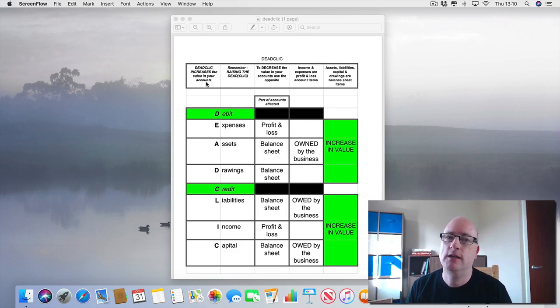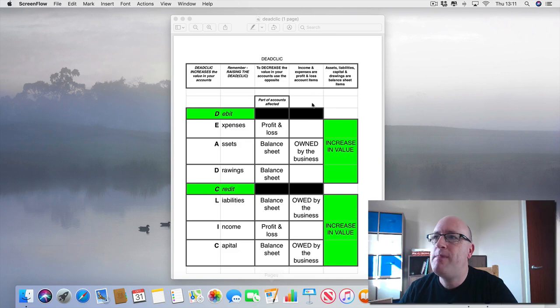Now this is really vital to remember. What double entry basically means is that for every debit entry there has to be a credit entry, and for every credit entry there has to be a debit entry. So there has to be two entries in every transaction that we enter into our books. There'll always be a debit in this section here, and there'll always be a credit in this section here. So every single transaction that we enter will have a debit side to it and a credit side to it.